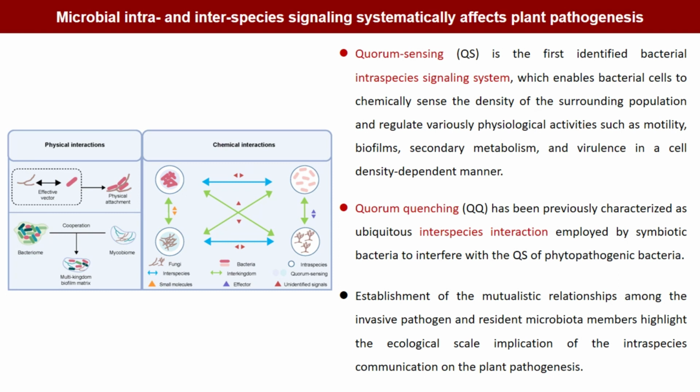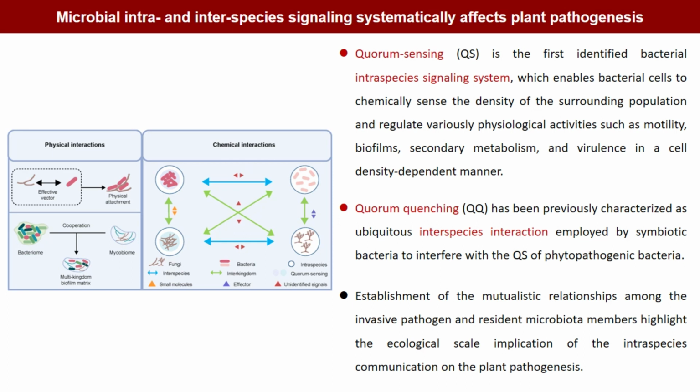Quorum sensing is the first identified bacterial intraspecies signaling system, which enables bacterial cells to chemically sense the density of the surrounding population. Indeed, intraspecies communication in situ is largely impacted under a more sophisticated network, in which the diverse bacterial taxa resident in the same eco-niche of the host plants mediate interspecies interactions.